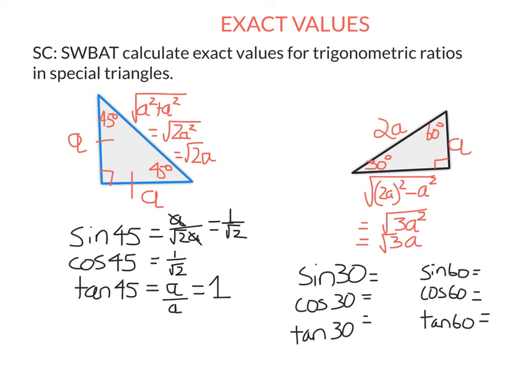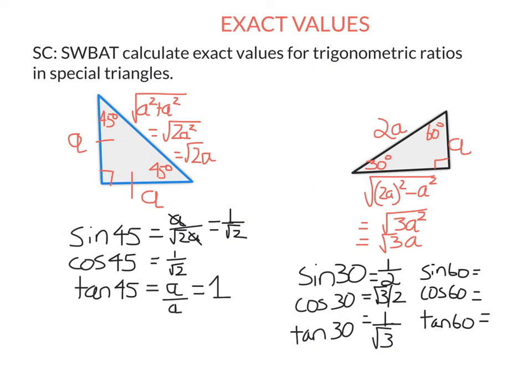So let's calculate each of these exact values. For sine 30, it would be opposite over hypotenuse. So it'd be A over 2A, which is just a half. Cos of 30 would be adjacent over hypotenuse. It'd be root 3A divided by 2A. The A's cancel out. Cos of 30 will be root 3 over 2, which is about 0.866. Tan 30, on the other hand, will be opposite over adjacent, A over root 3A. The A's cancel out. You get 1 on root 3.